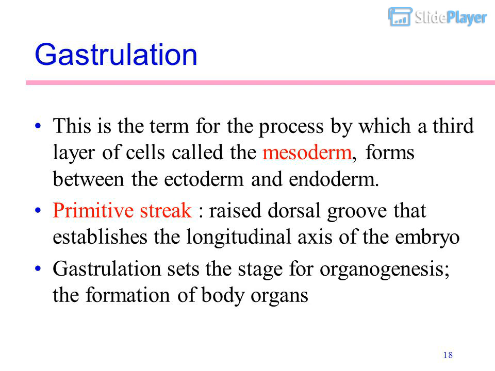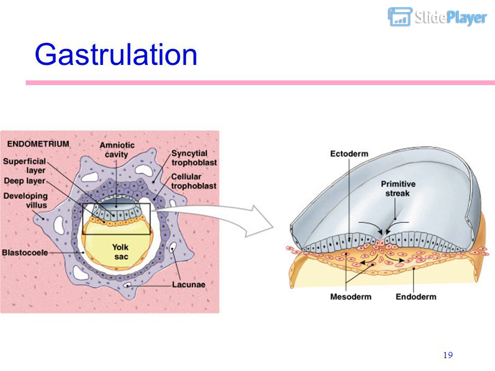Gastrulation. This is the term for the process by which a 3rd layer of cells called the mesoderm forms between the ectoderm and endoderm. Primitive streak, raised dorsal groove that establishes the longitudinal axis of the embryo. Gastrulation sets the stage for organogenesis, the formation of body organs.